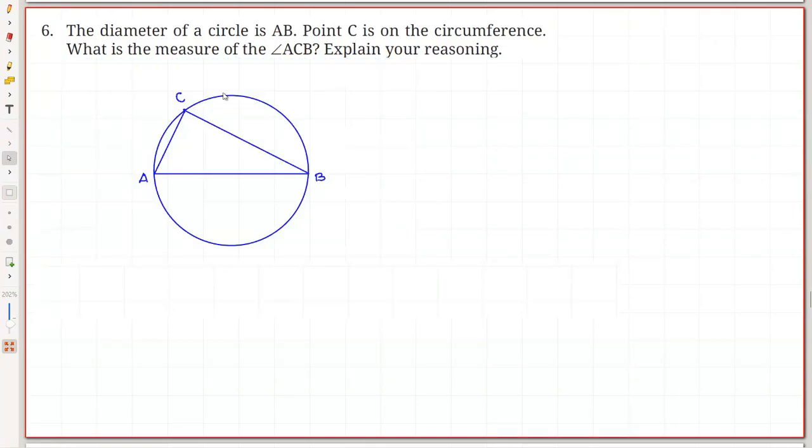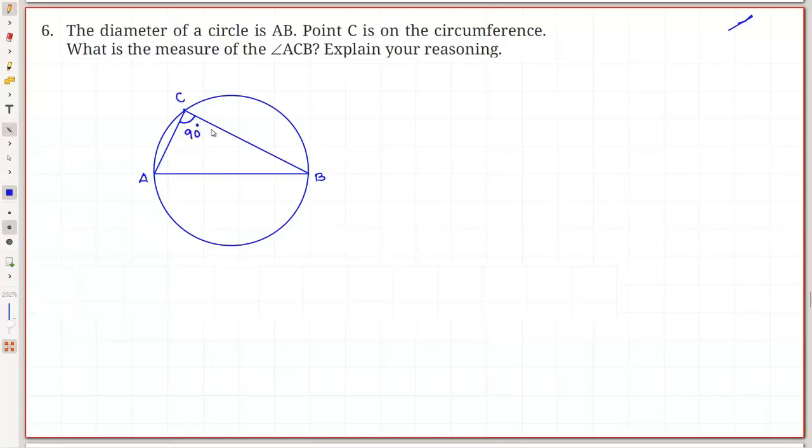Okay, so I have drawn the circle with the diameter AB. AB is the diameter, and I have taken one point C on the circumference. Now they are asking what is the measure of the angle ACB. So the angle subtended by the diameter is 90 degrees.